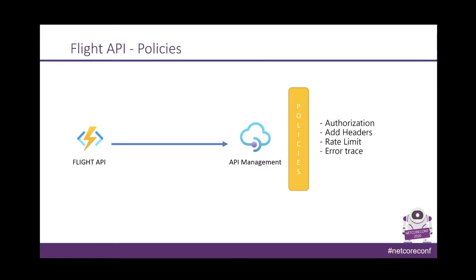So now we are going to add some policies to our instance of API management. We are going to add the authorization one using Active Directory, and then we are going to add some headers. We'll add a rate limit, so a client may send two requests per 20 seconds, for example. And we are going to trace our errors using the on-error section, like I told you just before.